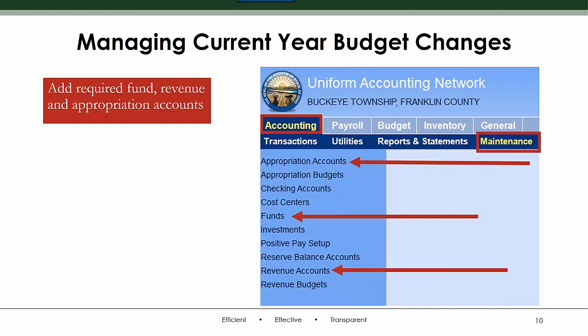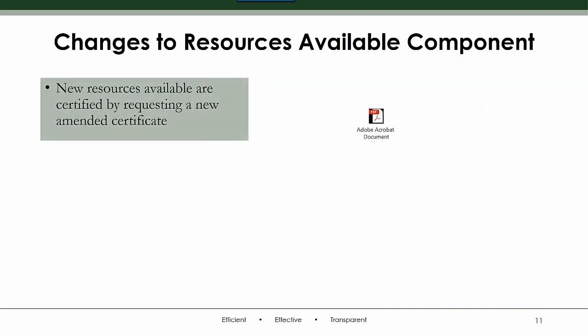So I got the grant. We know we got the award letter. I went ahead and added the revenue account. I already had the fund and I already had the appropriation account. So I only had to add one thing to my structure. Sometimes you have to add all three. And now I'm going to change my resources available because I have to request an amended certificate.